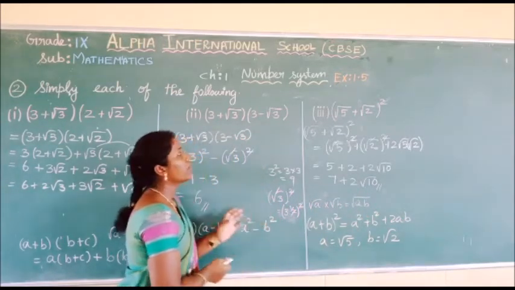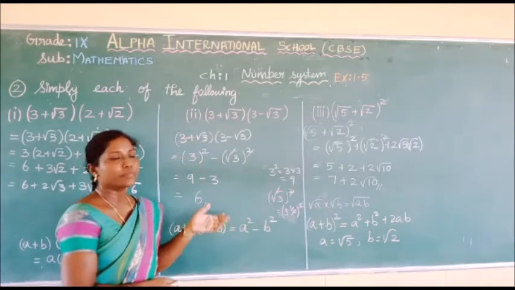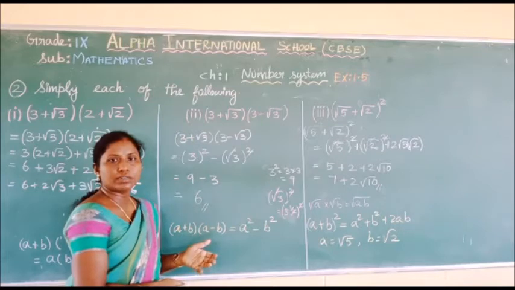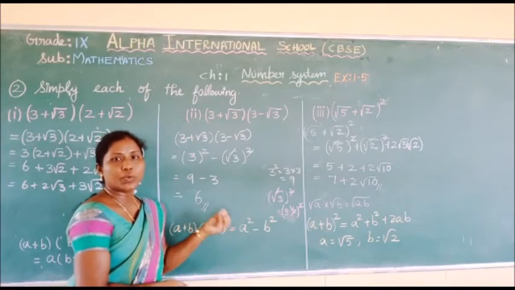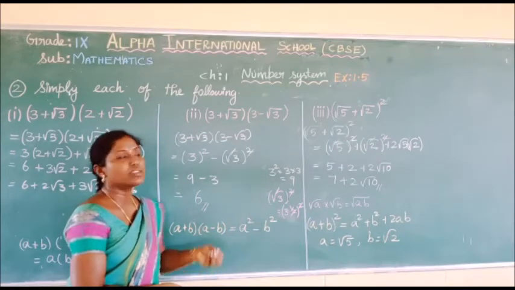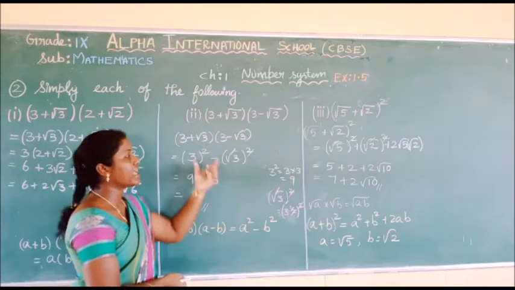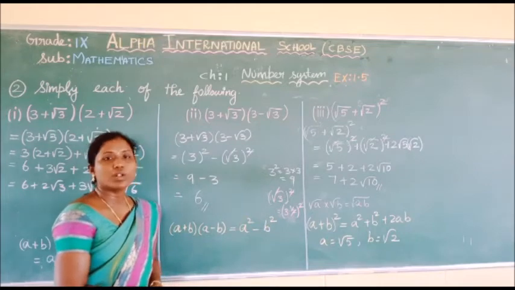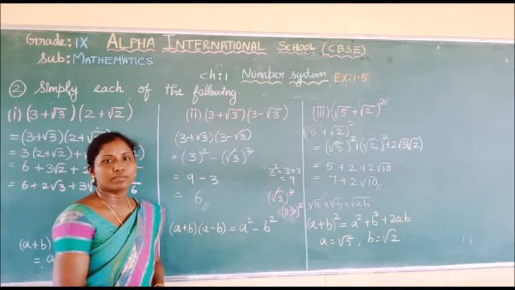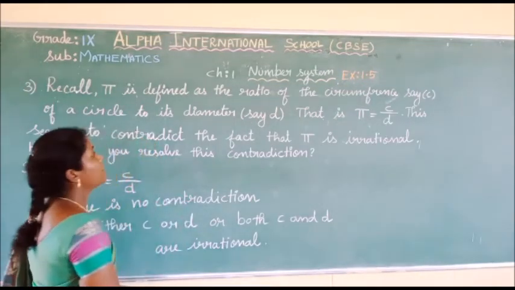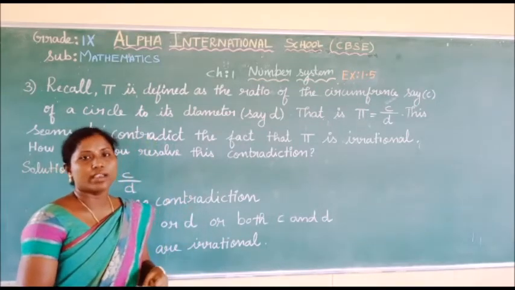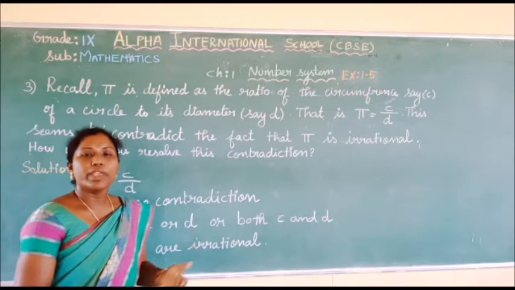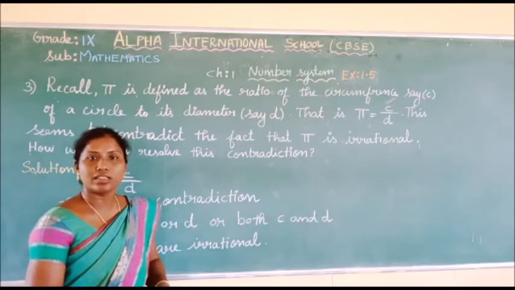Whenever you are having an expression to simplify, first, if it is a normal multiplication, multiply and get the answer. If there is any clue in the question for using an algebraic identity, choose the appropriate algebraic identity and expand it easily and get the answer. Okay, children. So let us solve the third problem now. See the third problem, children. Here the question is given. Read the question carefully, then only we can know what we have to solve or explain in this question.